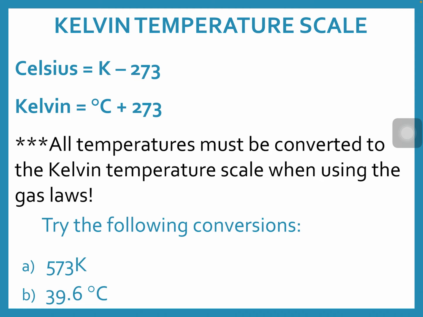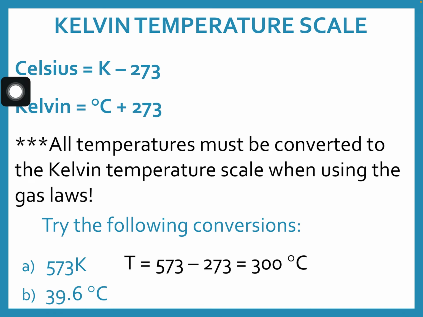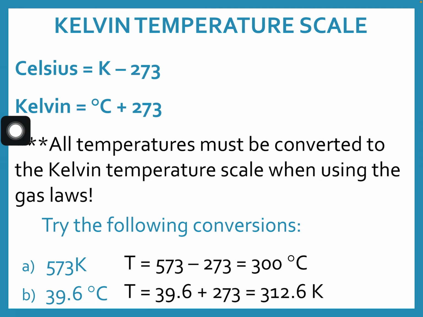With 573 Kelvin, if I want to convert that to Celsius, I take the 573 Kelvin, subtract 273, and that gives me 300 degrees Celsius. With 39.6 degrees Celsius, to convert to Kelvin, 39.6 plus 273 is equal to 312.6 Kelvin. Each time before we use a temperature in a formula, we have to do this conversion from Celsius to Kelvin. And at the end, if we are asked for a unit of measure in Celsius, then we will have to do this conversion.